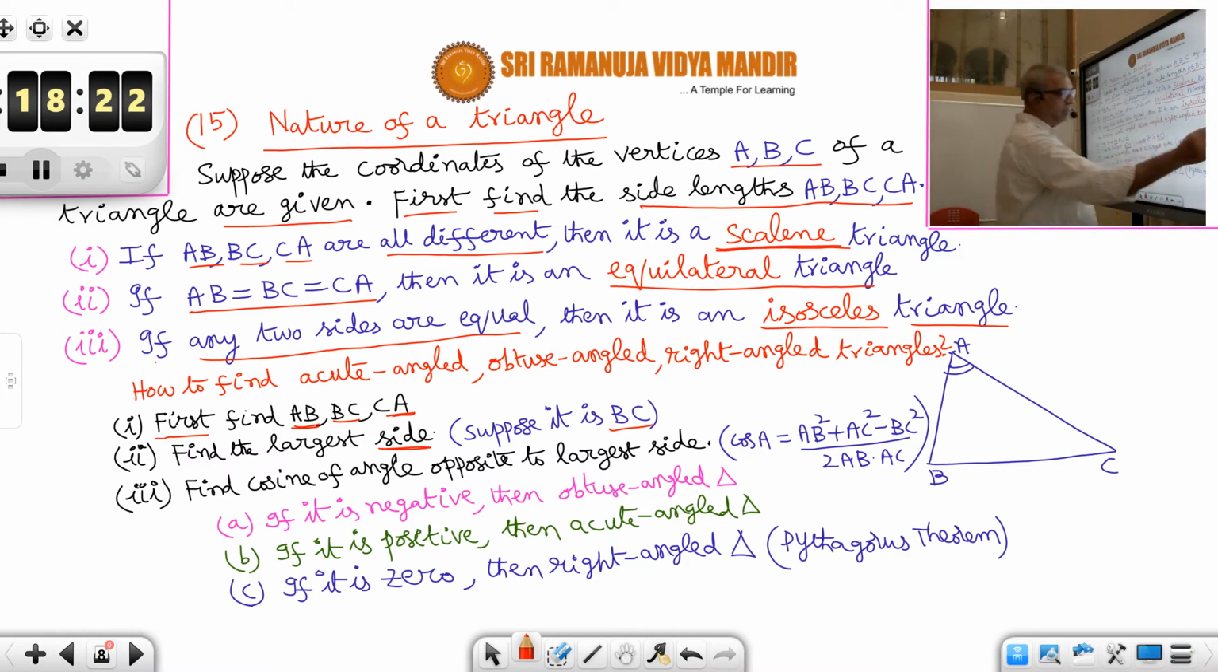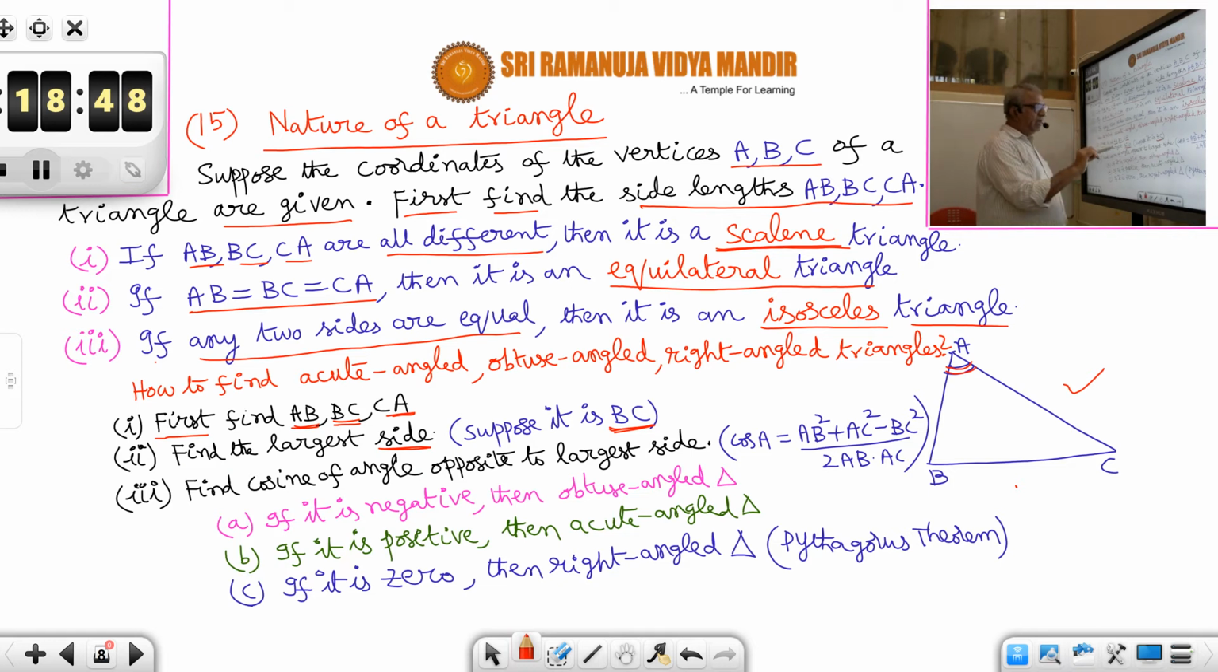I have drawn a diagram here, triangle ABC. Suppose the side BC is the largest side. Then find the cosine of the angle opposite to the largest side. So BC is the largest side. What is the opposite angle? A. You know that the largest angle lies opposite to the largest side.